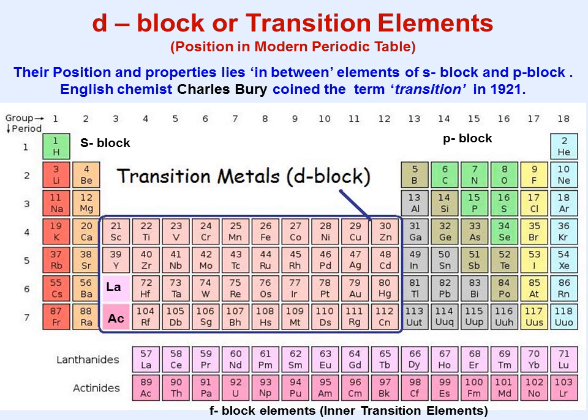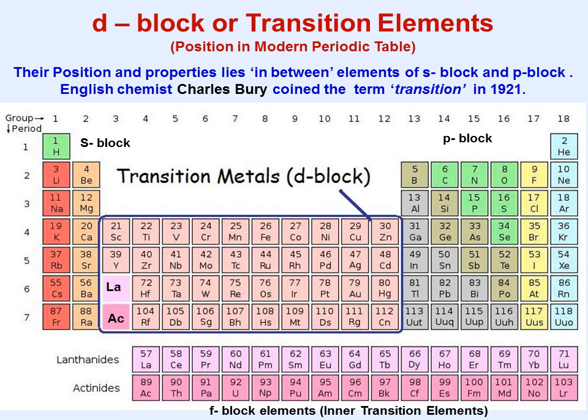In this context, in 1921, English chemist Charles Bury coined the term transition for d block elements as he observed certain transformations in their properties by successive addition of electrons in their penultimate d subshell.